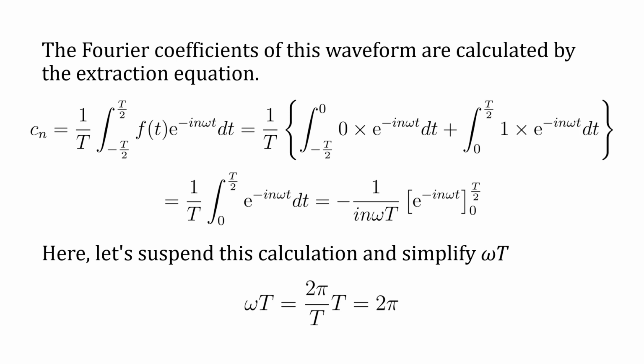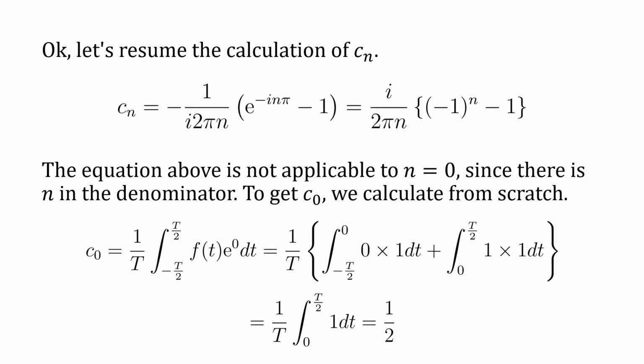Here, let's suspend this calculation and simplify omega large T. Omega large T is equal to 2 pi over large T multiplied by large T, which is 2 pi. Okay, let's resume the calculation of Cn. Cn is equal to minus 1 over i 2 pi n multiplied by e to the negative i n pi minus 1, which is equal to i over 2 pi n multiplied by negative 1 to the nth power minus 1.